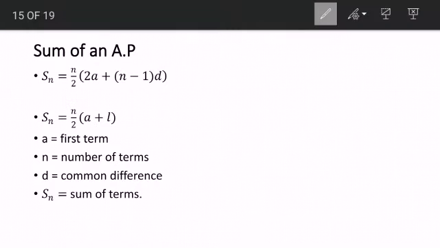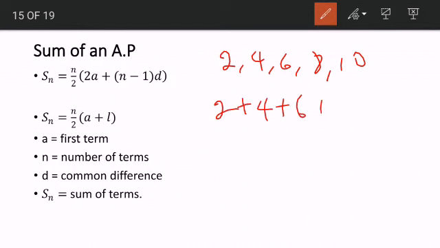Okay, so here we see the sum of an AP. When we talk about the sum of an AP, let's say we have an AP 2, 4, 6, 8, 10. This AP has 5 terms. I want to find the sum of the first 5 terms. It's going to be 2 plus 4 plus 6 plus 8 plus 10. 2 plus 4 is 6, plus 6 is 12, 12 plus 8 is 20, 20 plus 10 is 30.